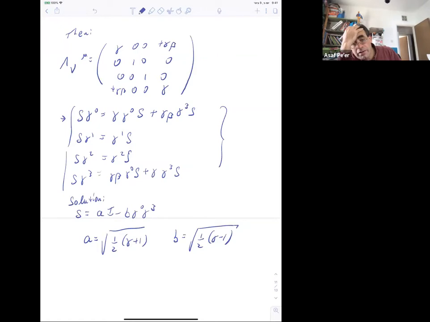And no less important, S approaches the identity matrix, right? When gamma goes to 1, right? When gamma goes to 1, A approaches 1, B approaches 0, so S approaches the identity. So we just found the matrix S, which describes the transformation properties of the Dirac spinor for a Lorentz transformation in the plus z direction.